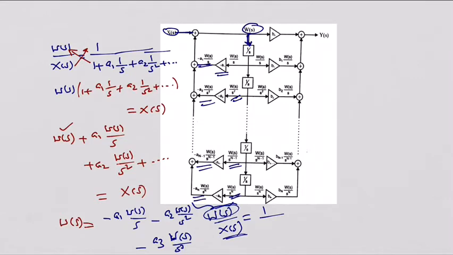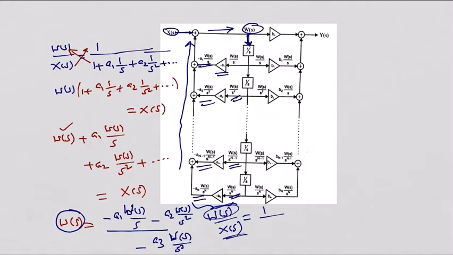When you add all these parts, you will find that the last term along with X of s will simply result in W of s, right? So you can notice W of s is the output, whereas the output is generated by simply taking minus a1 times W of s by s, correct? Minus a2 times W of s by s squared, etc. This is how this equation is realized.